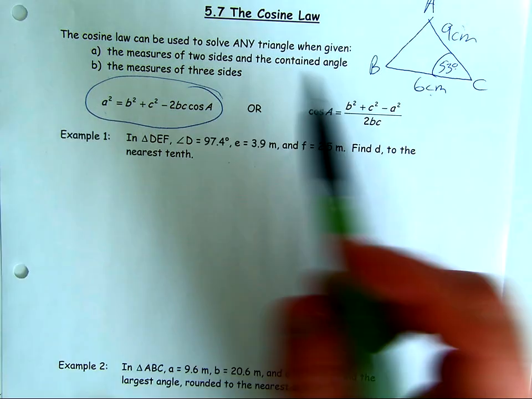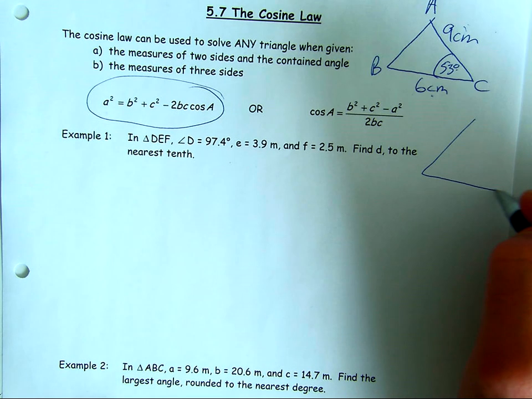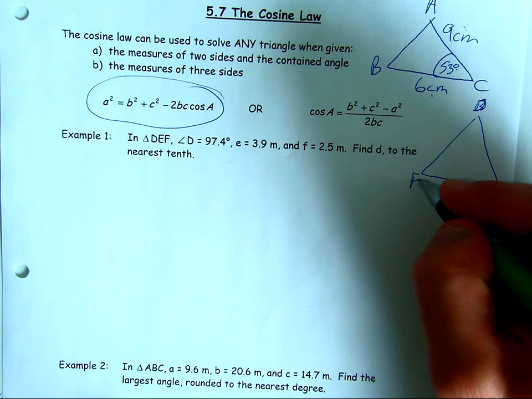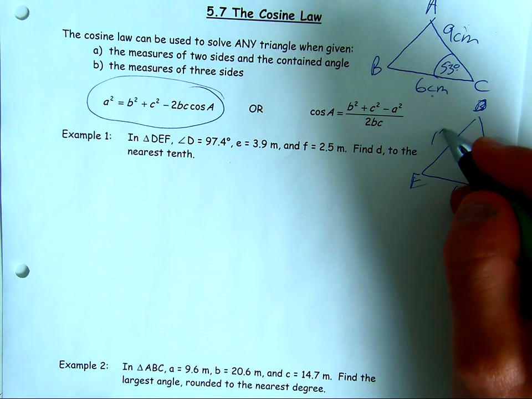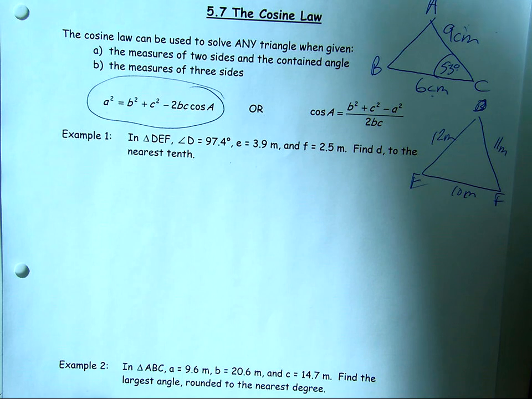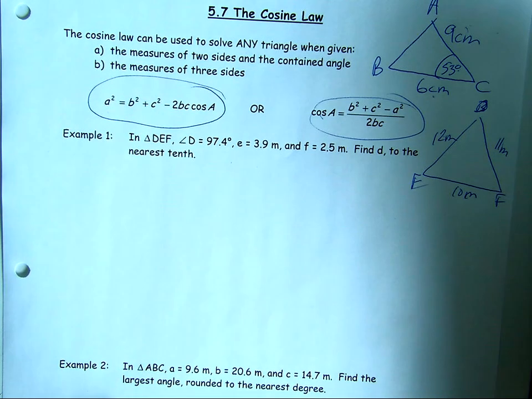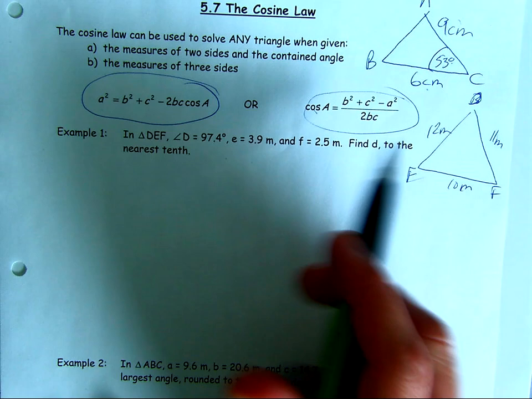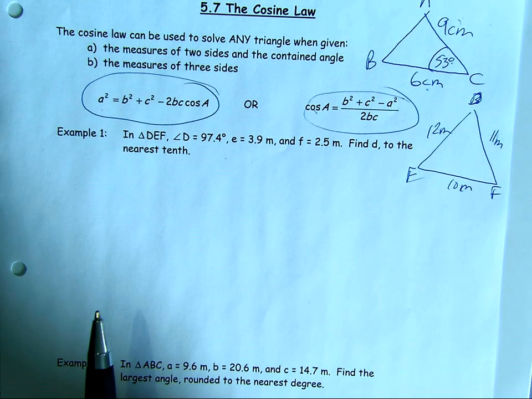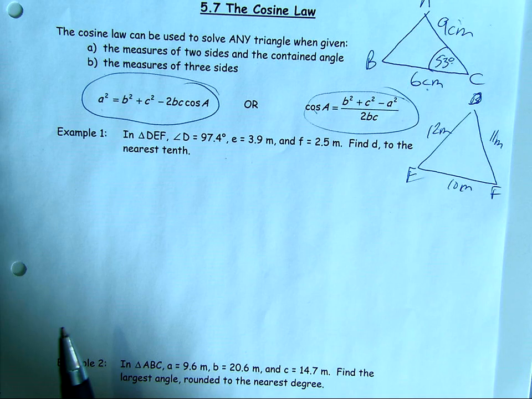Or if you have the measures of three sides, let's say this is triangle DEF, and this is 10 meters, this is 12 meters, and this is 11 meters, you can use all three sides in this formula to figure out one of the angles. Okay? So you've got to memorize these two formulas, and you have to be able to interchange the letters.